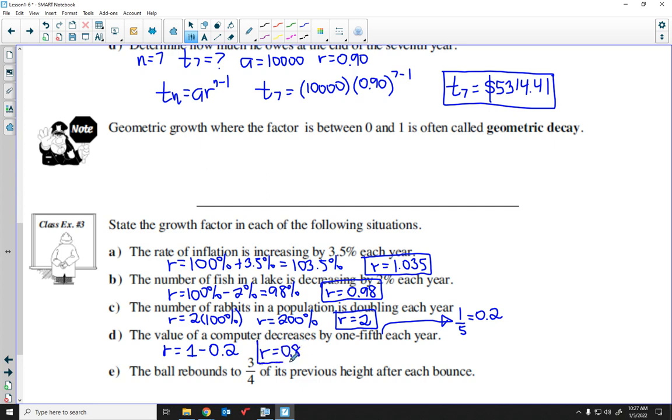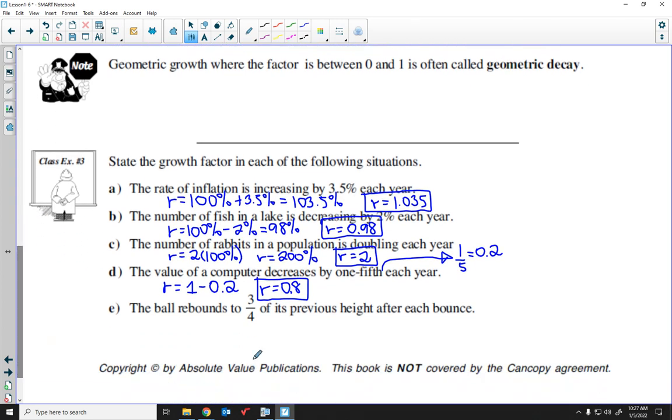And again, in geometric decay, you're asking yourself for the R value, what amount is retained. So if the value of the computer is decreasing by 1/5 or 20%, the amount of value retained would then be 100% minus 20%, which is 80%. E, the ball rebounds to 3/4 of its previous height after every single bounce. This actually flat out tells you what the growth factor is. So again, you're trying to ask yourself, like, what amount is retained.